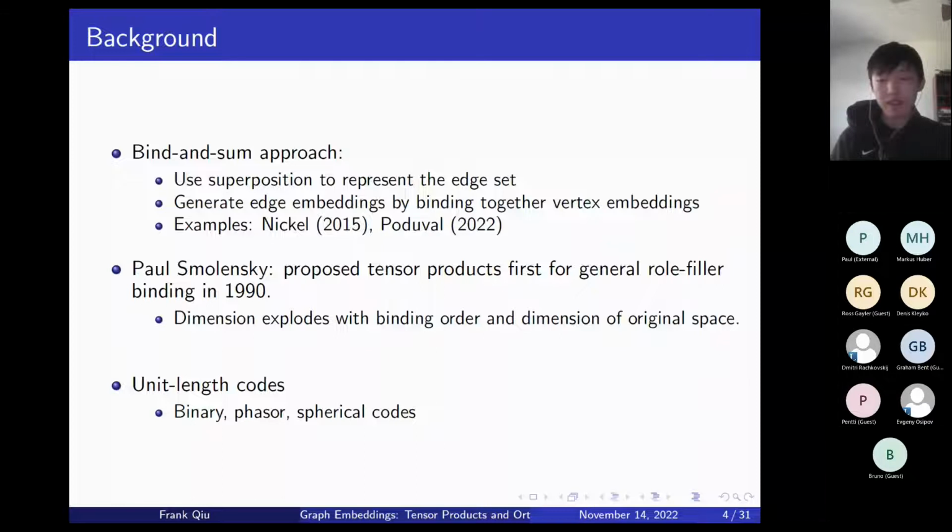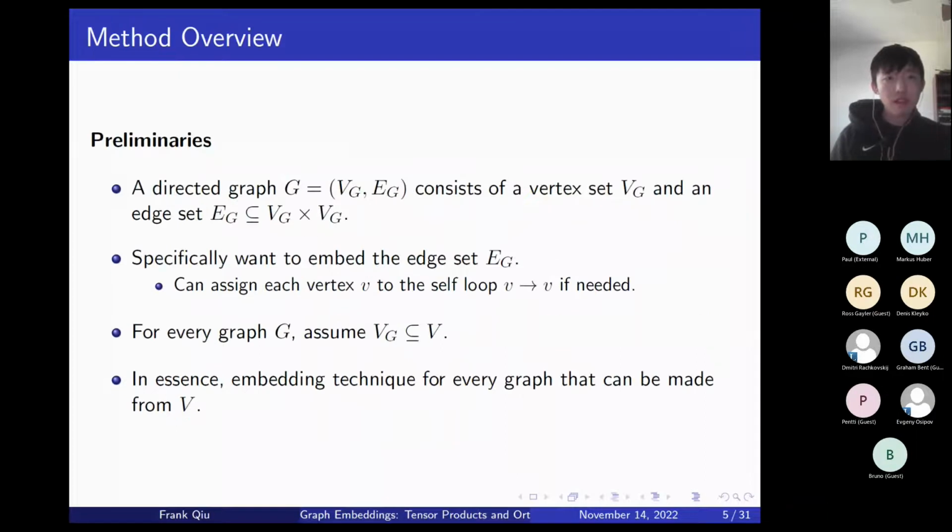The code I'm going to use can also be characterized as falling under this general umbrella of unit length codes, which also include binary and phasor codes, which seem to pop up a lot in VSA literature. So let's do some preliminaries.